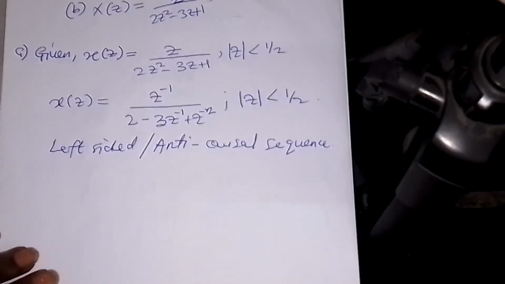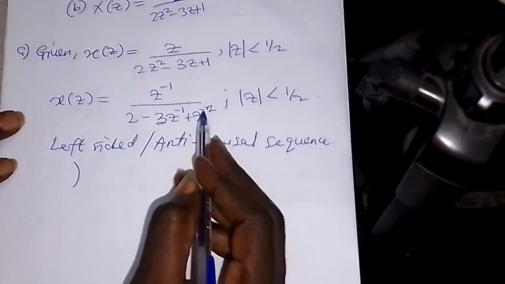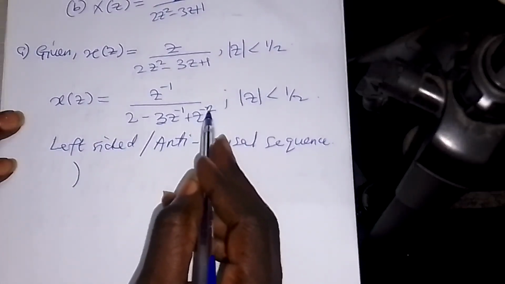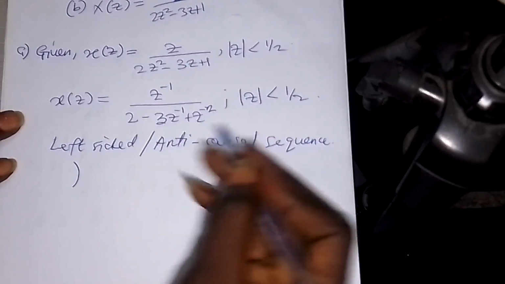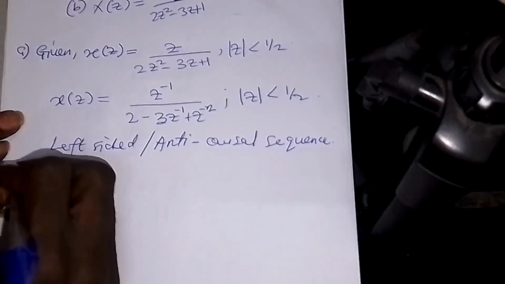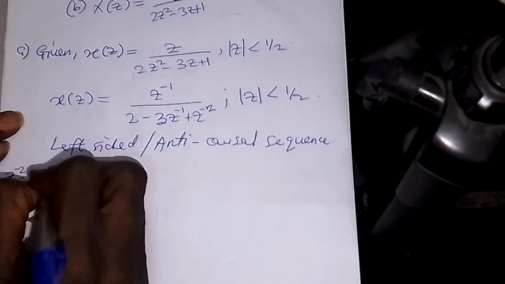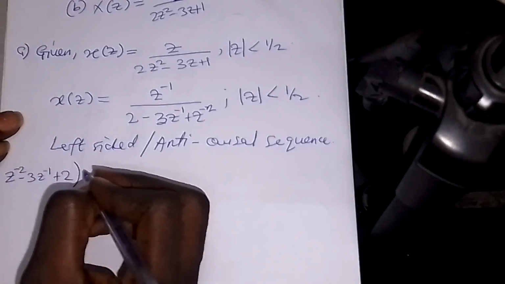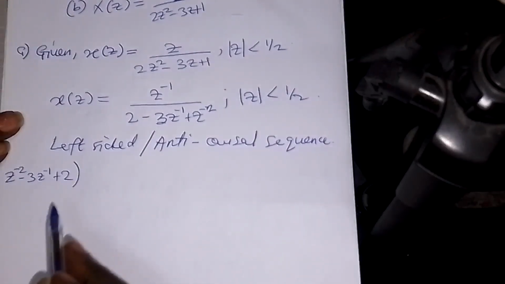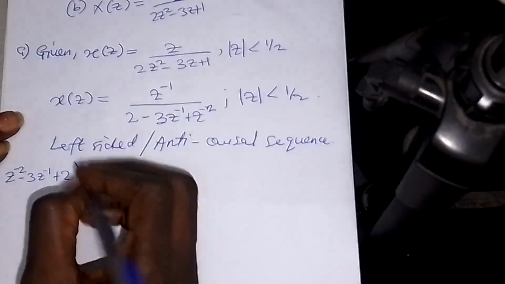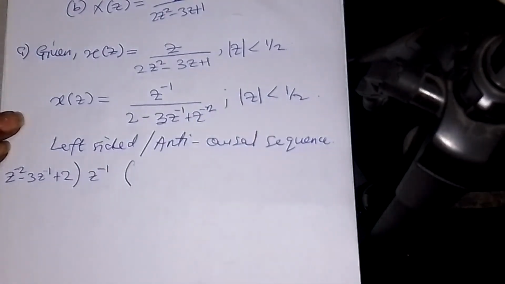Now, if it's left-sided, I'll start here with the lowest power I have. The lowest power is z exponent minus 2. So I'll start here with z exponent minus 2, minus 3z exponent minus 1, plus 2. That is how I start. And then here will be z exponent minus 1, and I'll have my divisions in this way.